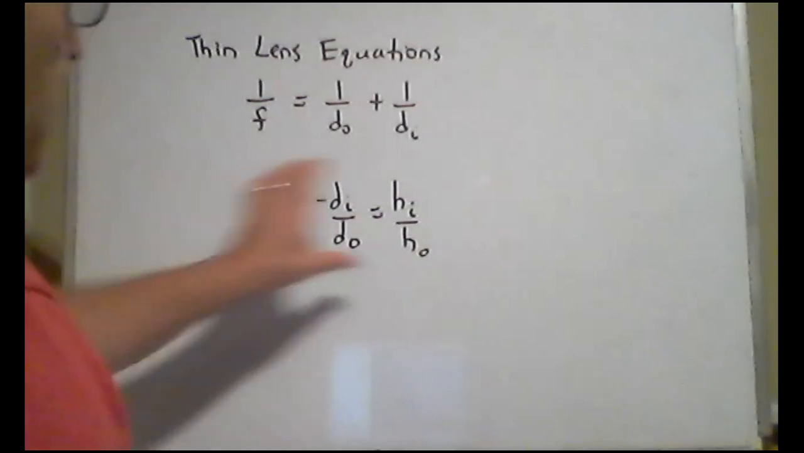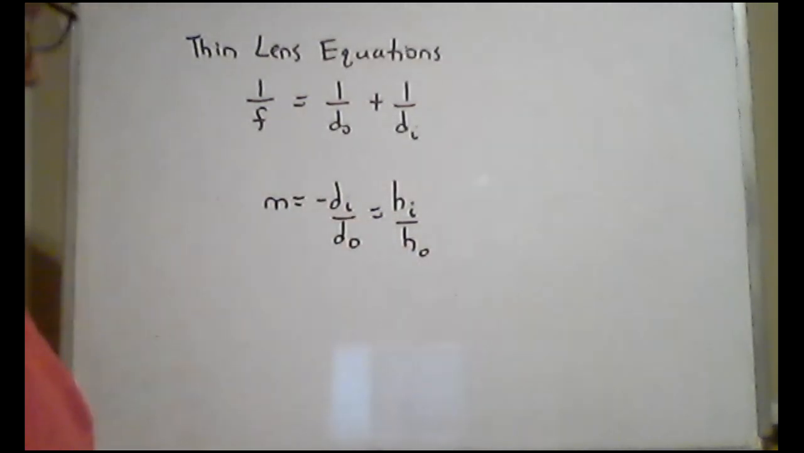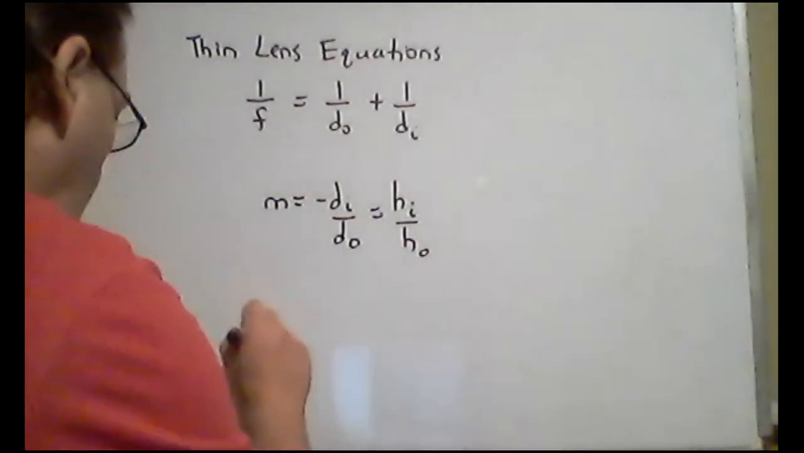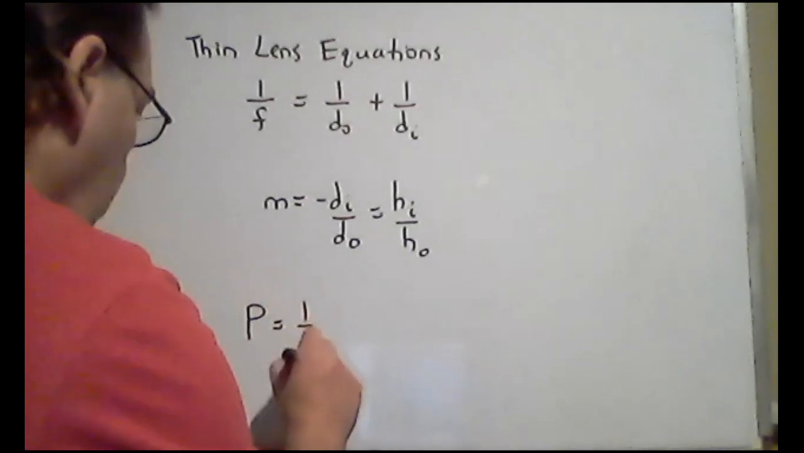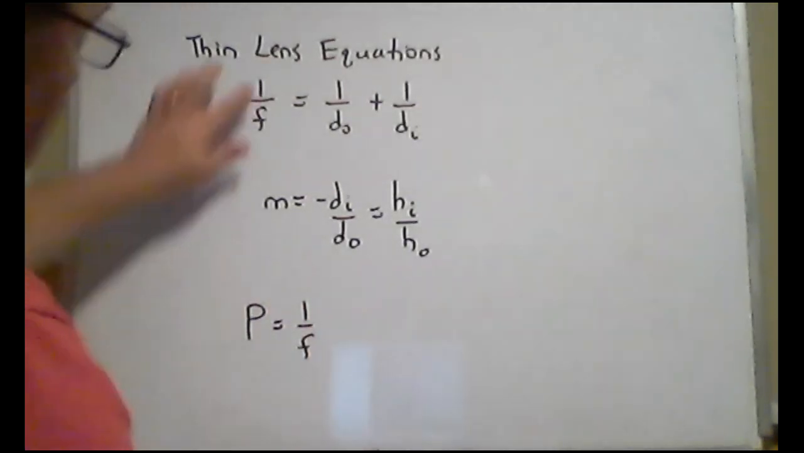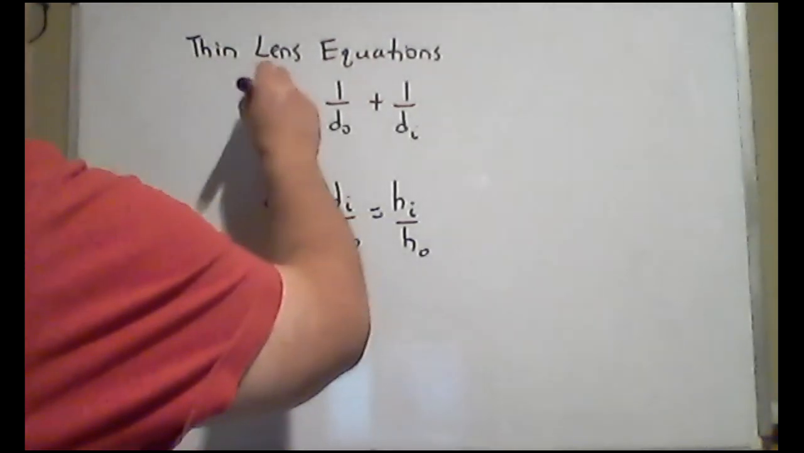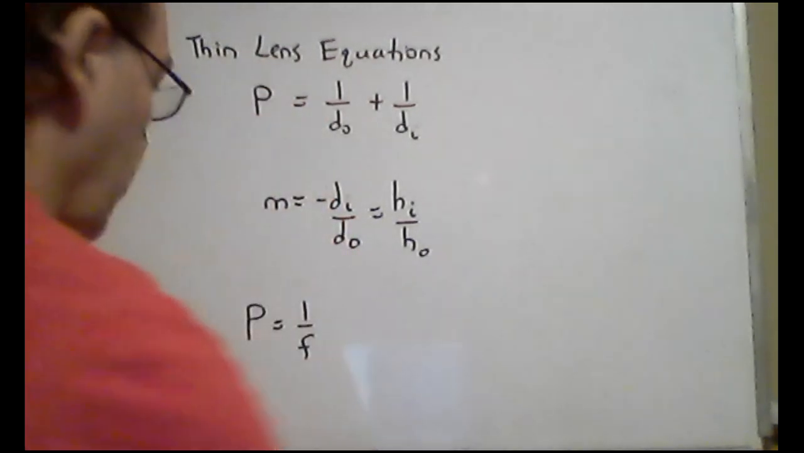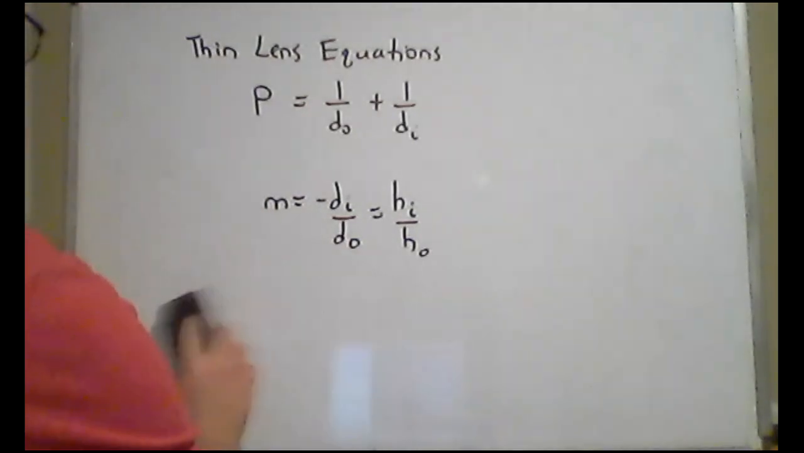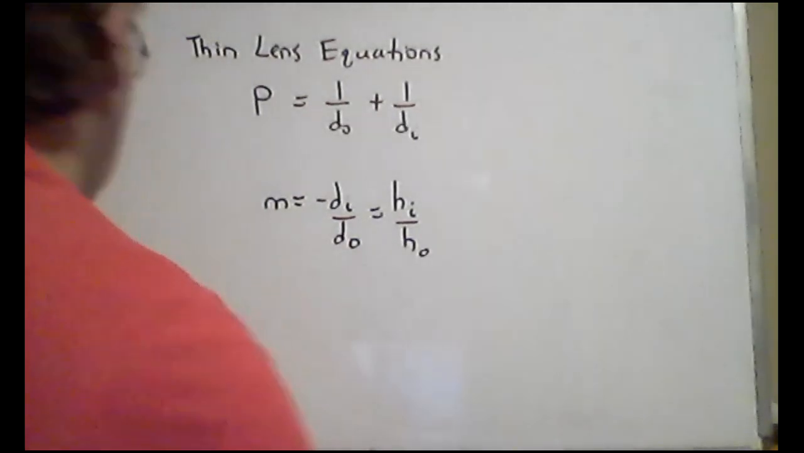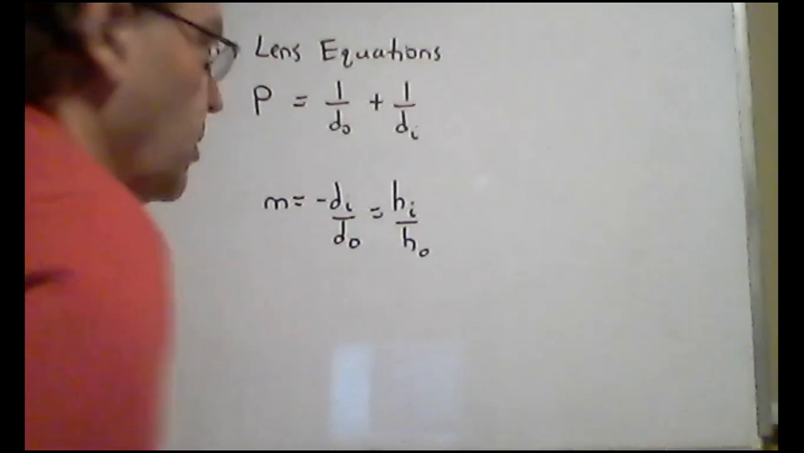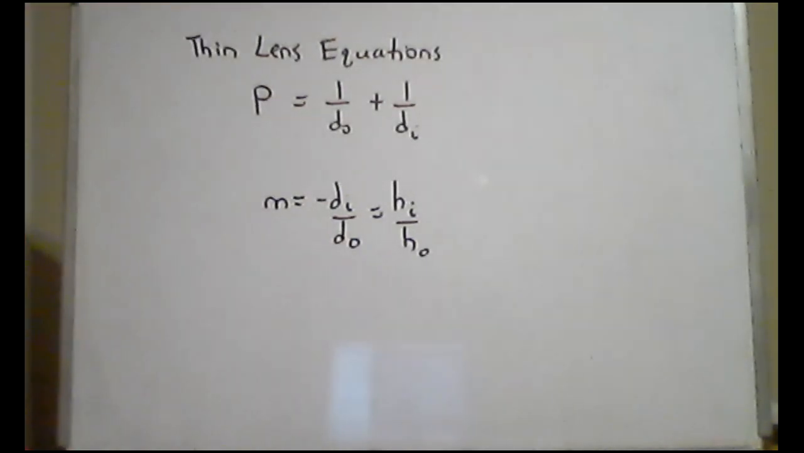The eye doctor uses this equation, but remember that P, the power, is 1 over f. What eye doctors typically like to use is an equation that looks like this. Instead of 1 over f, they like to talk in terms of power. So if you look at your prescription, if you wear eyeglasses or contact lenses, you'll see that your prescription is in terms of diopters, because the eye doctor likes to use this form of the equation.